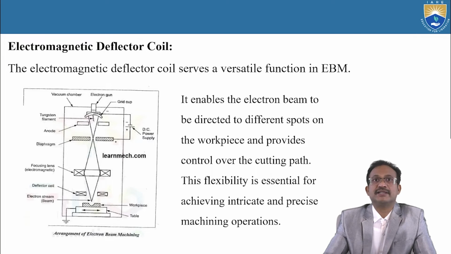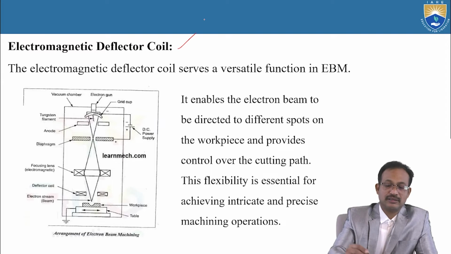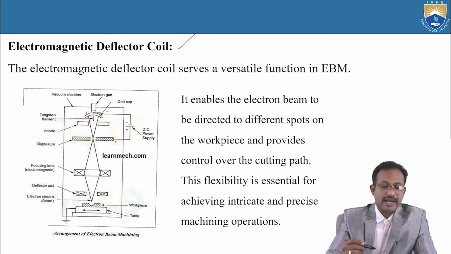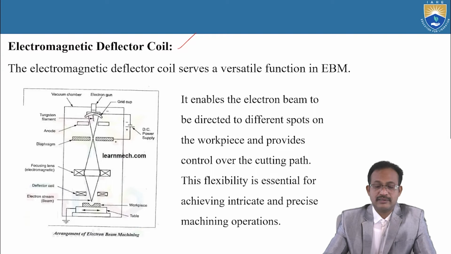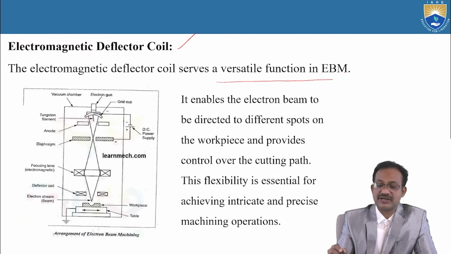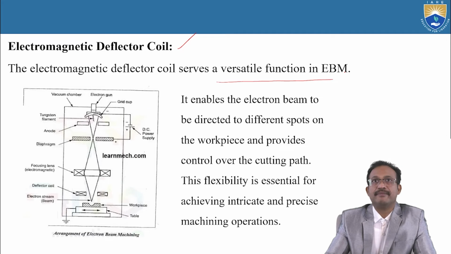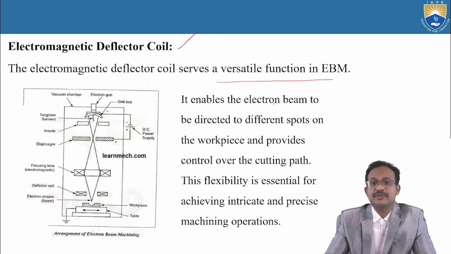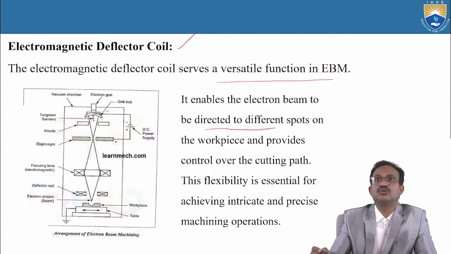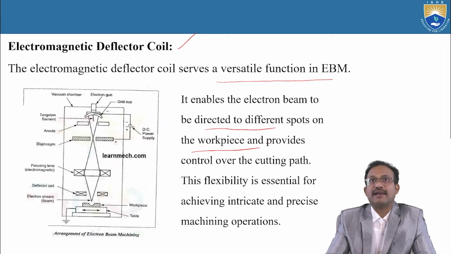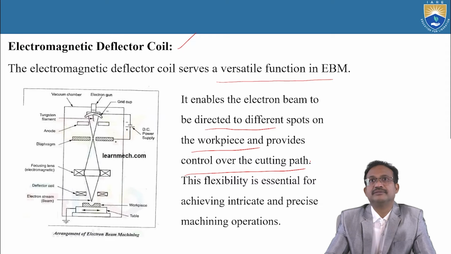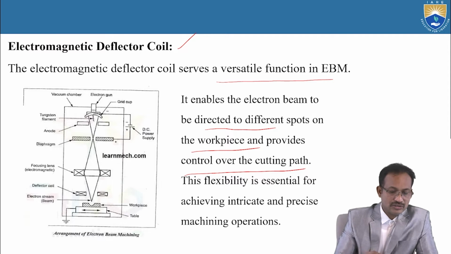Electromagnetic deflector coil. The electromagnetic deflector coil serves a versatile function in the electron beam machine. It enables the electron beam to be directed to different spots on the workpiece and provides control over the cutting path.